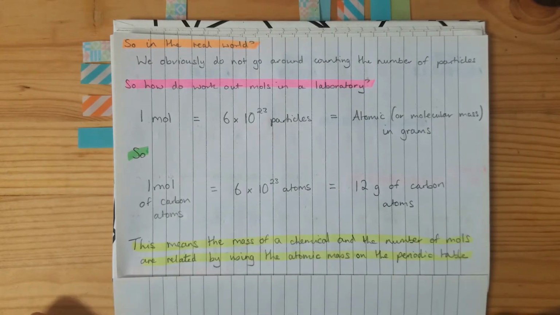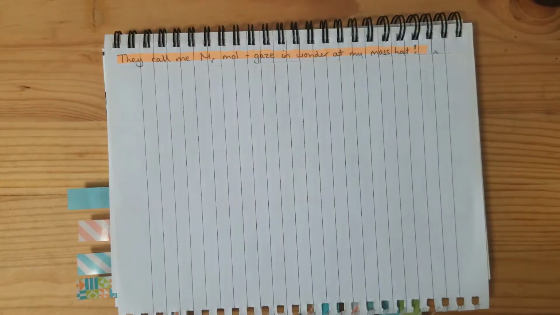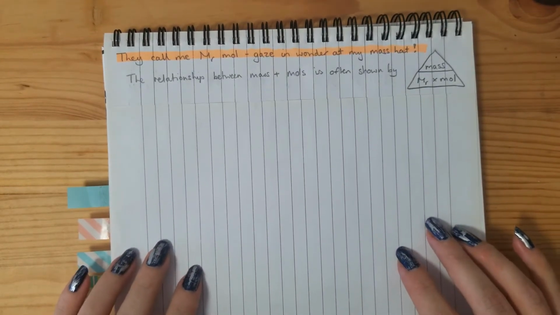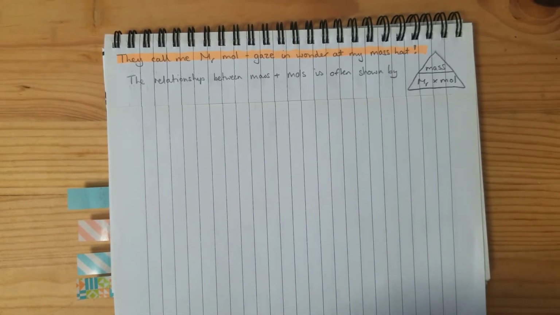So this means the mass of the chemical and the number of moles are related to one another by using the atomic mass on the periodic table. So as long as we have a periodic table, we can work out this conversion. So what is the conversion? They call me Mr. Mole. Mr. Mole wears a mass hat. So the relationship is often shown like this. MR, molecular mass or atomic mass, you could use the same, times mole with mass over the top in the usual kind of triangle we would use in maths to show mass divided by MR would give you moles, mass divided by moles would give you MR, MR times mole gives you mass.